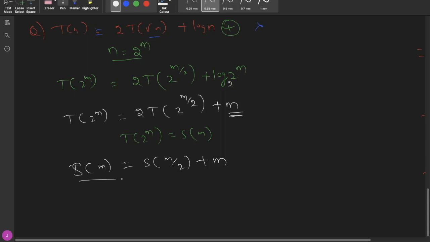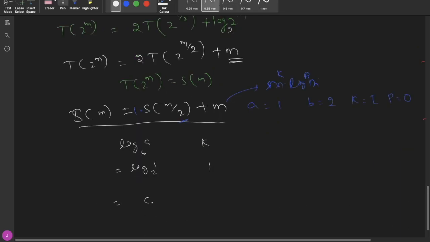Now this is in the form of the dividing function, and here the a value is 2, the b value is 2, the k value is 1, and the p value is 0, because I have mapped this function with n power k into log n power p. So I have to again compare the two values, log a base b and k. The log a base b value is log 2 base 2 and the k value is 1. I have compared these two and I am getting 1 here and 1 here. This is a case where they are equal, so this is case 2.